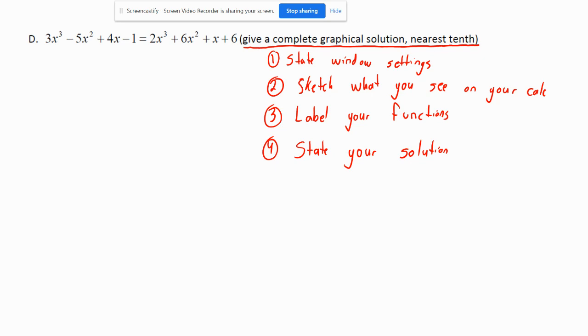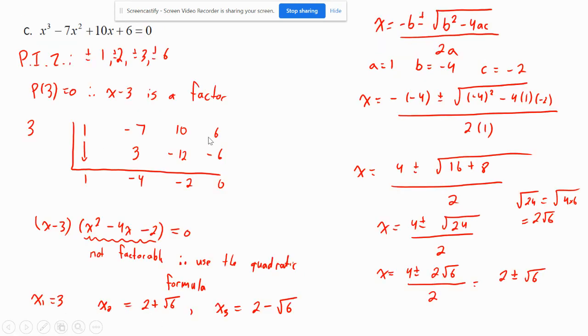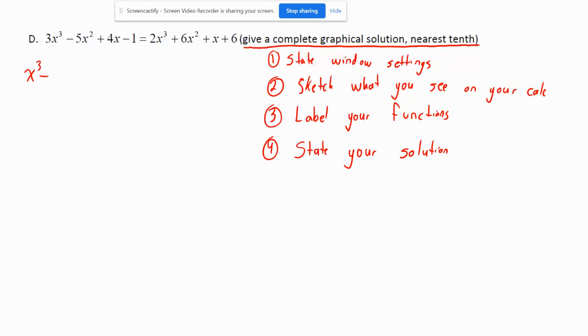So before I get started here, I think it's going to be easier if I modify this equation a bit, by setting one side equal to 0. So I'm going to subtract 2x cubed from both sides. I get this. Subtract 6x squared from both sides. And we get this. Subtract x from both sides. And we get this. And subtract 6. And we're left with this.